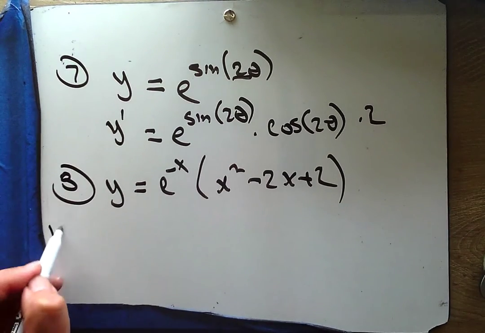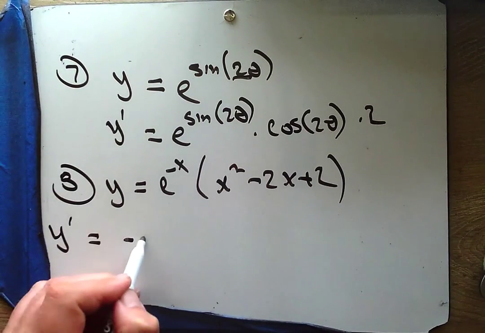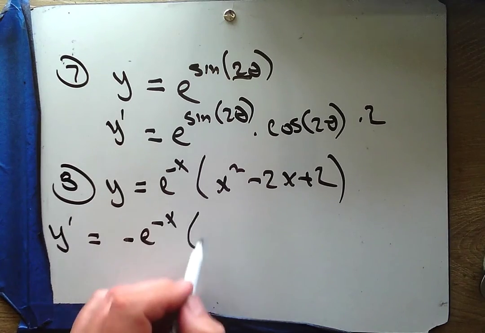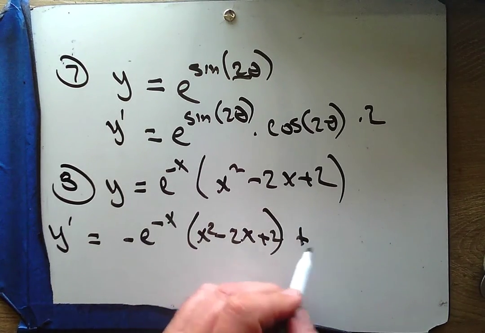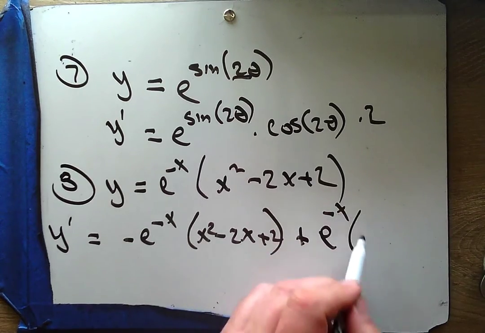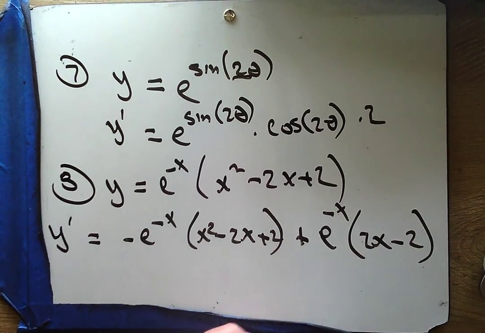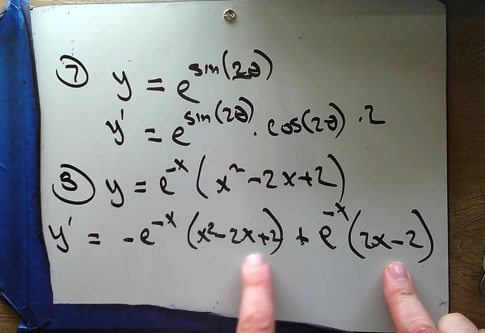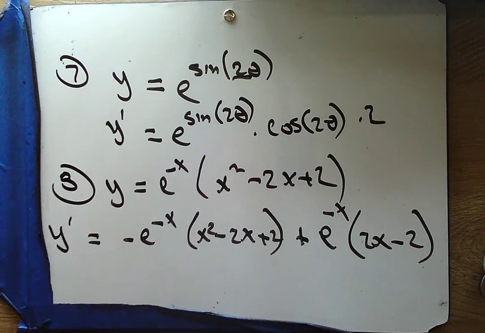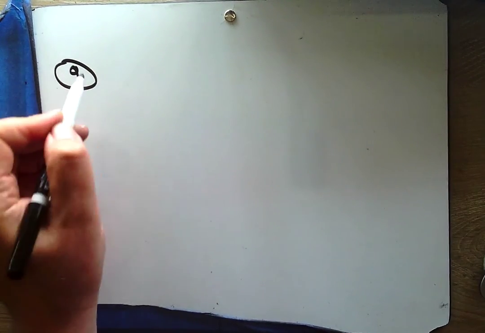Okay, so what's y prime? Negative e to the negative x times x squared minus 2x plus 2, plus e to the minus x times 2x minus 2. Yeah, then factor that out and distribute that negative, combine like terms. Sure. It's very powerful, that force of simplifying, but I'm going to fight it and just keep going.